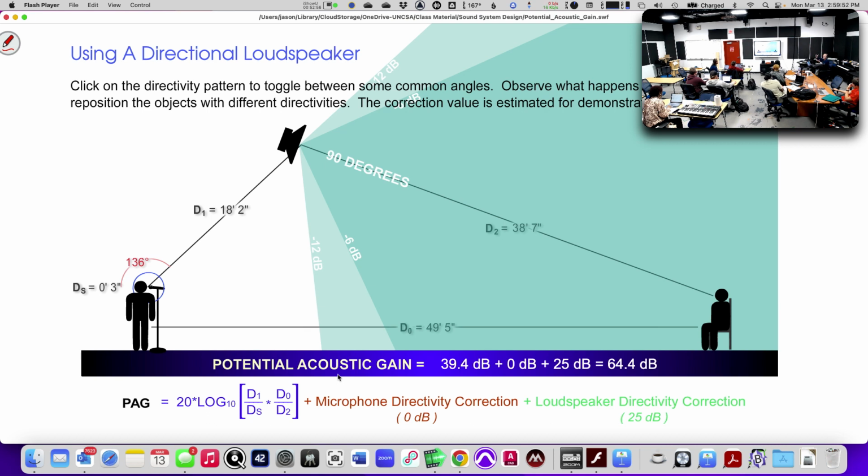Using directivity to help with the feedback is about keeping the sound off the stage, because the stage is where the mics are. Okay?